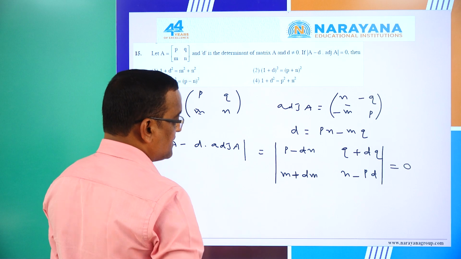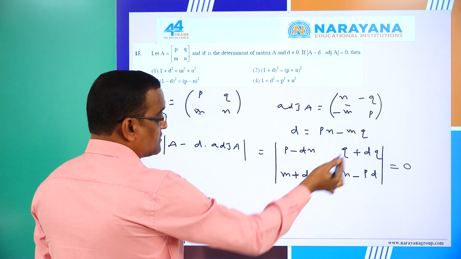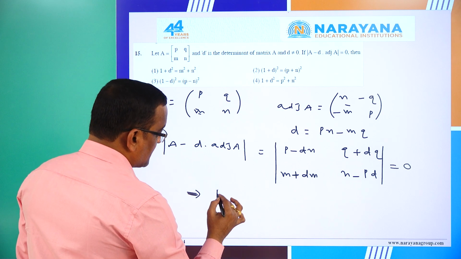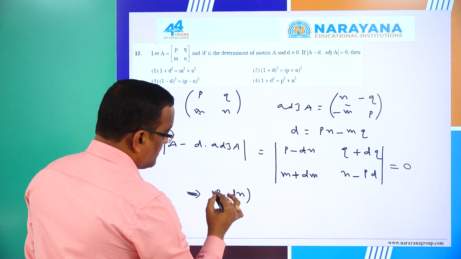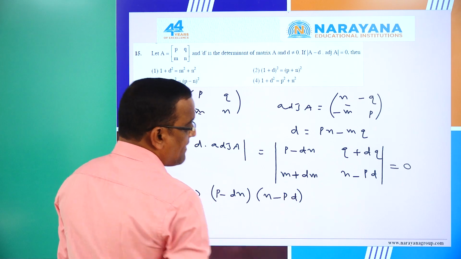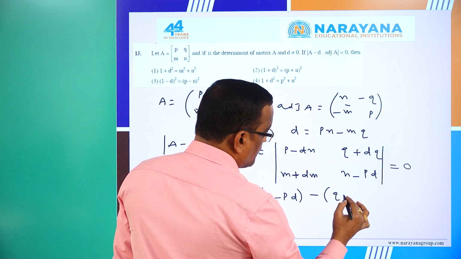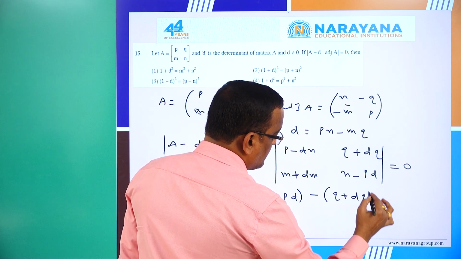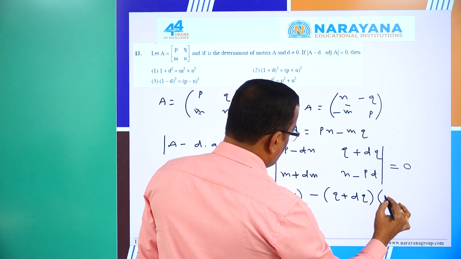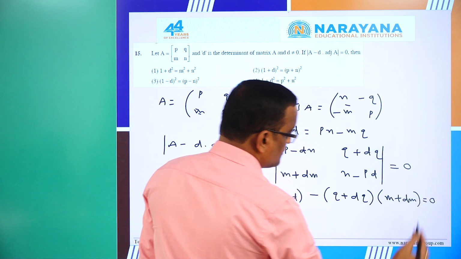Now find its determinant by using the 2 by 2 determinant, ad minus bc. (p minus Dn) into (n minus Dp) minus (q plus Dq) into (m plus Dm) is equal to 0.